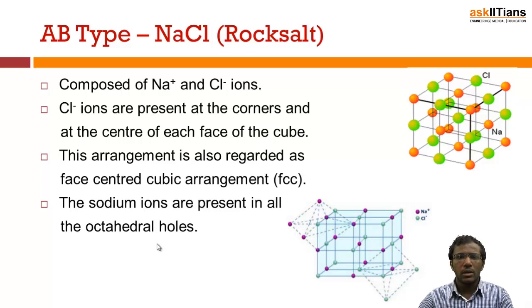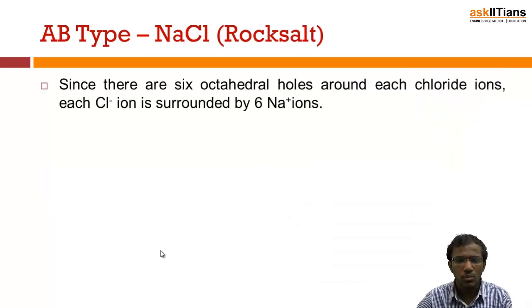What about the sodium ions? The sodium ions are present in all the octahedral holes or all the octahedral voids. We already located the octahedral holes, that is, the edge centers. So at all edge centers we have octahedral voids, as well as at the center of the cube we have one more octahedral void. The sodium ions are going to fit into these octahedral voids, and the important thing to remember here is that all the octahedral voids are occupied, not some, but all, by the sodium ions.